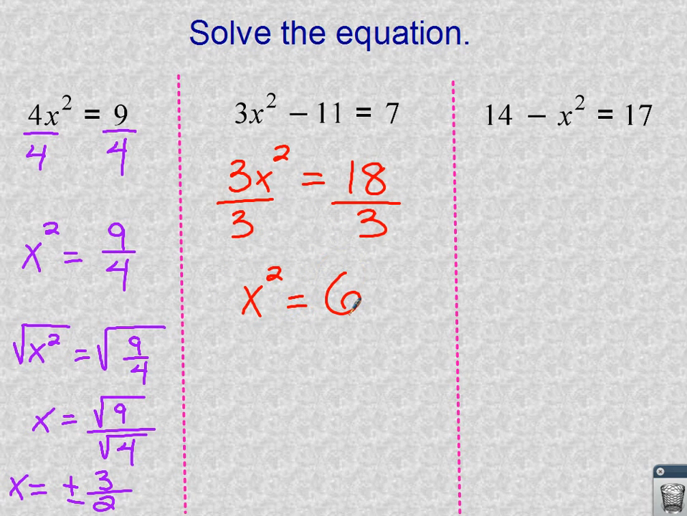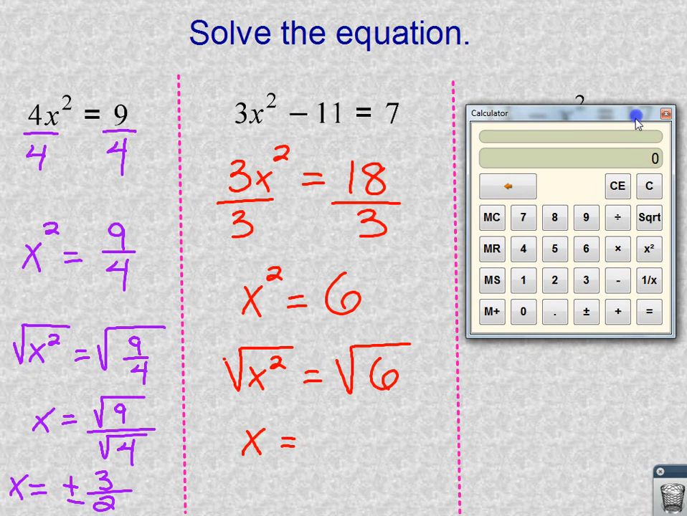Now we have a number 6 here that is not going to be a perfect square. So what's going to happen here? We take the square root of both sides, and x is going to be equal to, now we haven't done much simplifying of these radicals that aren't perfect, so we take out our calculator and we take the square root of 6. And we have an approximated situation here.